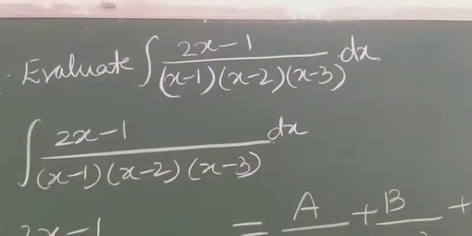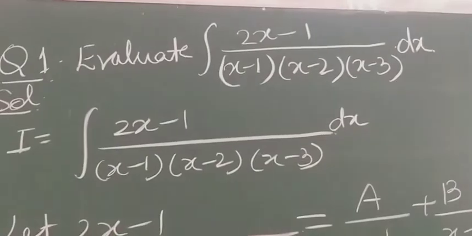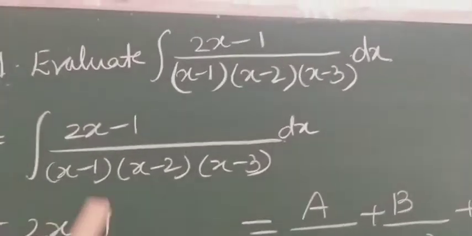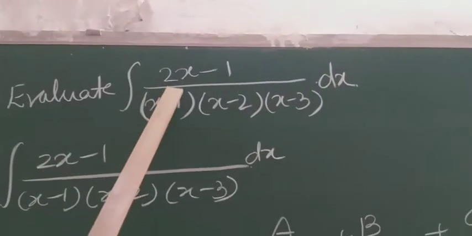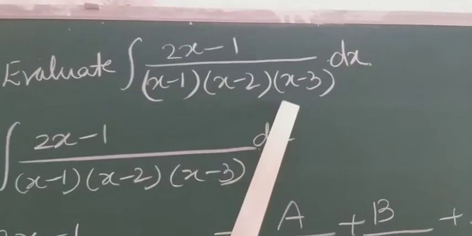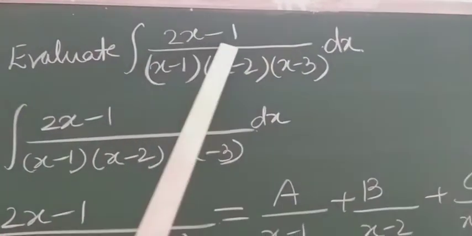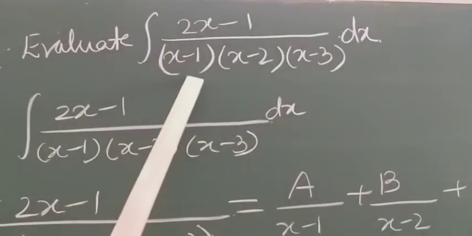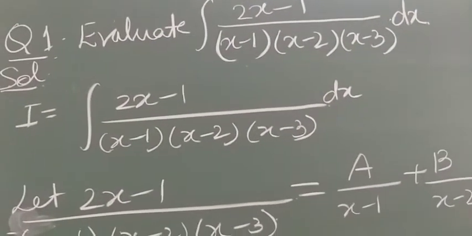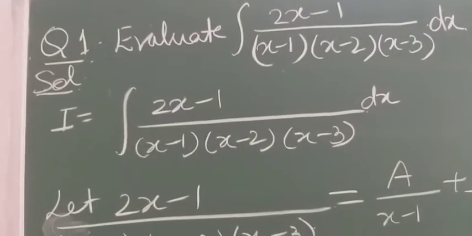Hello students, let us solve a question of integration based on partial fractions. Evaluate the integration of (2x - 1) upon (x - 1)(x - 2)(x - 3). So students, you can see the degree of the numerator is 1 and the degree of the denominator is 3. Okay, so it is a proper rational function.